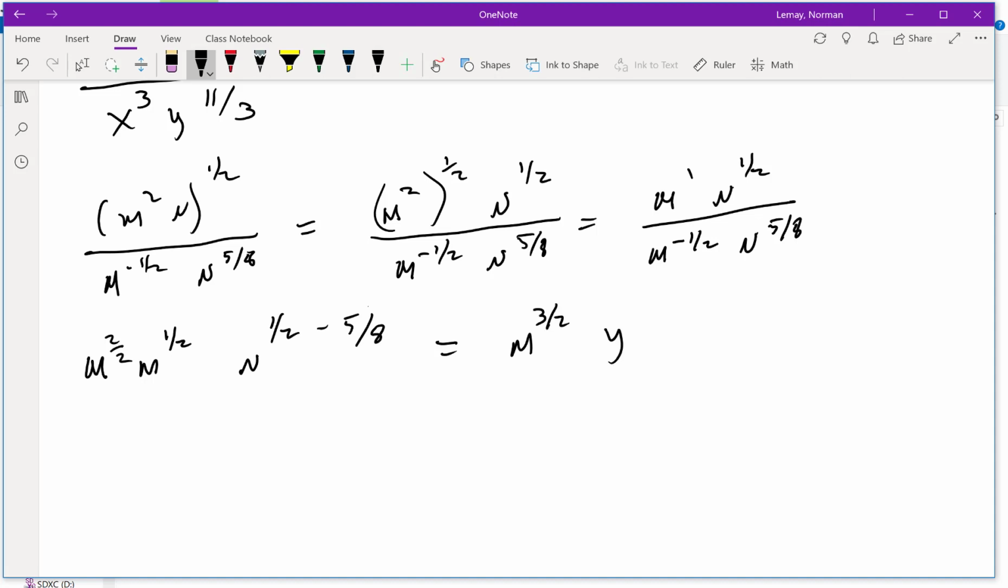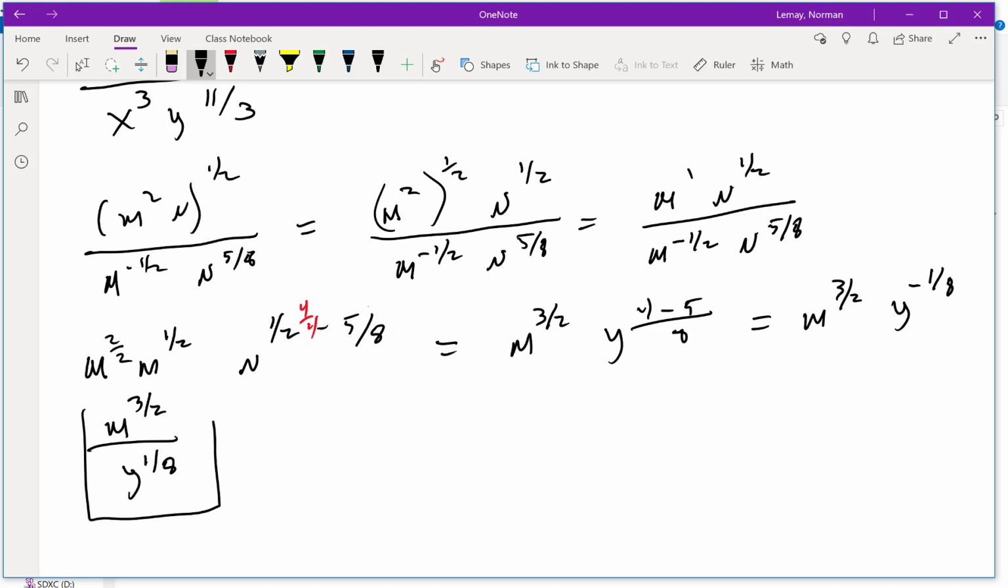And n. Notice here we've got to get a common denominator. I'm sure we can agree that the common denominator is 8, so we get 4 over 4. Notice I get 4 minus 5, divided by 8. So we get m to the 3/2 power, and n to the 4 minus 5, which is negative 1/8 power. So here we get m to the 3/2 power divided by n to the 1/8 power. All right, so that would be our final answer.